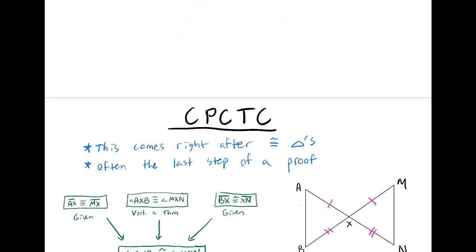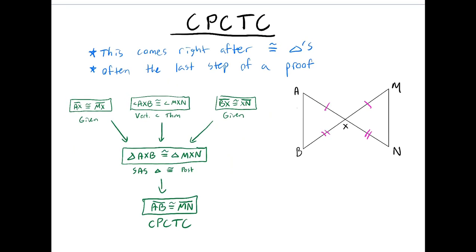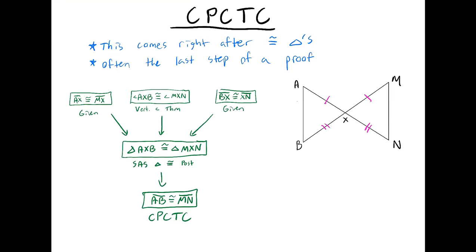All right, so the last piece of this lesson is CPCTC. How we really use CPCTC is this always comes right after we have congruent triangles. And again, this is basically just saying the definition of two triangles congruent. If the triangles are congruent, then we know all of their parts are congruent, right? Or all the corresponding parts. Now, this is very often the last step in a proof.